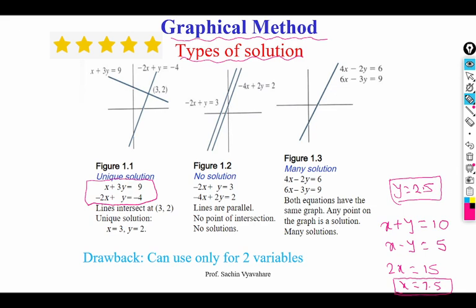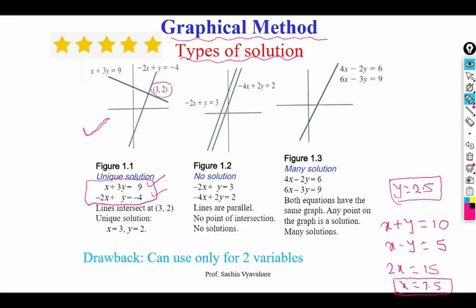If we plot these straight lines, a linear equation represents a straight line in the xy plane. So for two variables, we can draw these straight lines easily. For both of these straight lines, it is observed that they intersect at a single point only. This is one of the straight lines, this is the other straight line, and they intersect at (3, 2). So in this case the system has a unique solution, only one solution. That is case 1.